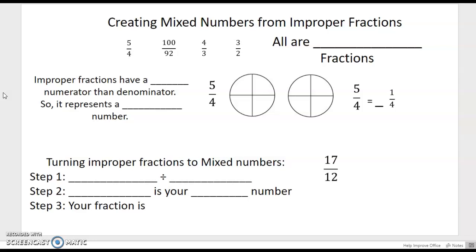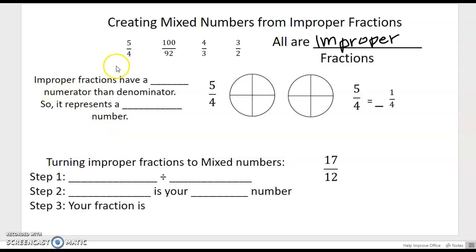Today we are taking notes on how to create a mixed number from improper fractions. Well, what is an improper fraction? If you take a look at these examples, all of these fractions are improper fractions. What do you notice about them? Take a look at them, see what you notice about all of them.